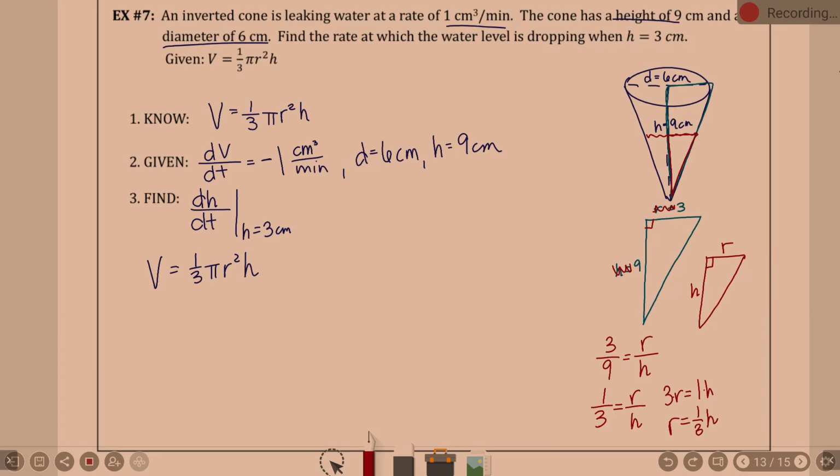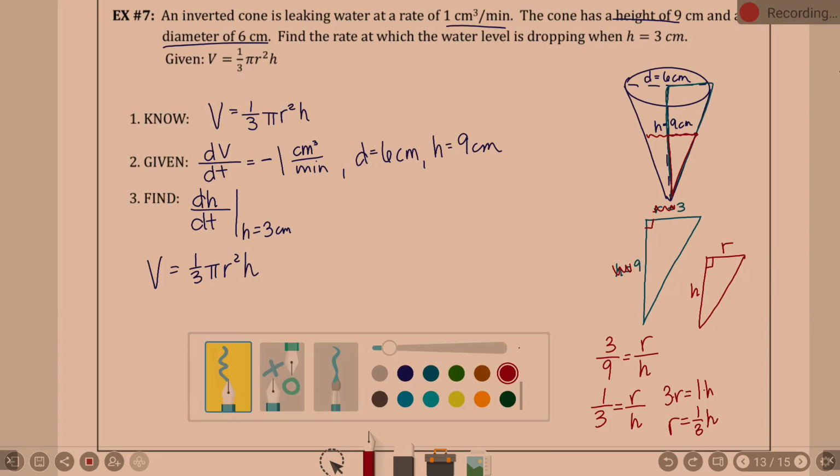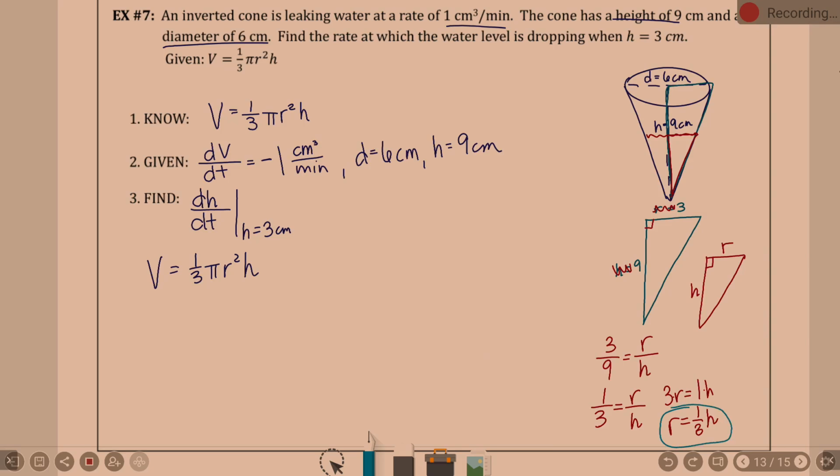Okay. Plug that in. We're going to plug that in over here for R, and we're going to clean it up then. So V is equal to, we still have 1/3 pi. What am I putting in for R? 1/3 H quantity squared, because it's R squared, times H.